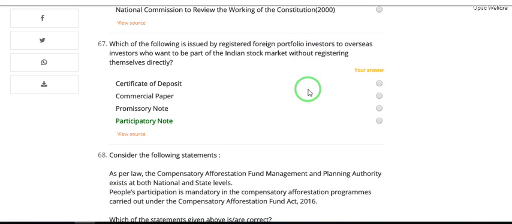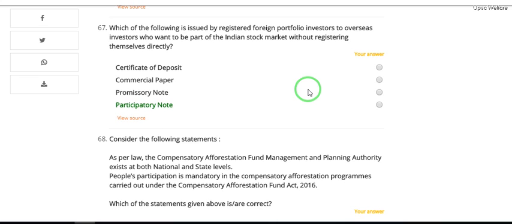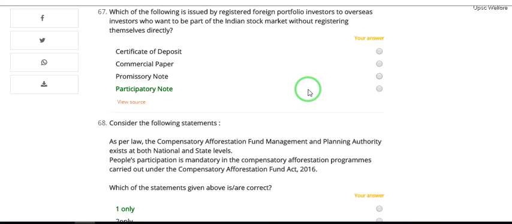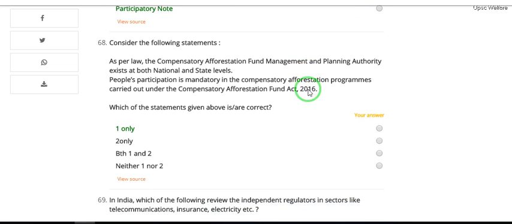Now see, which one of the following is issued by a registered foreign portfolio investor? So definitely a participatory note will be the answer. Why so? Because foreign portfolio investors overseas who want to be part of the Indian stock market without registering themselves can do so through participatory notes. So it's going to be the correct option.